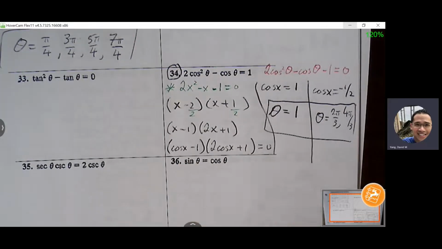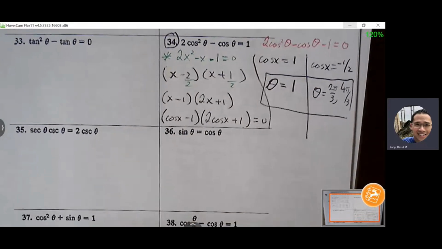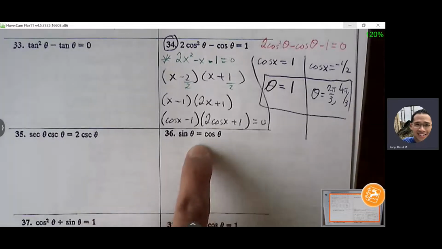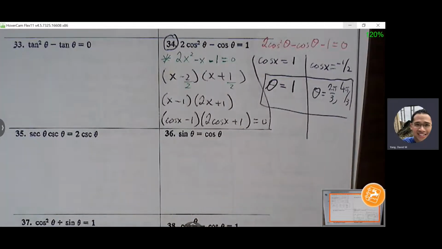Okay, let's look at number 36 and 37. So 36, if you think of it in terms of, where is sine equal to cosine? If you know your circle, you can think of it that way. Well, pi over 4 is when sine and cosine have the same values. But we can also do this algebraically. I want to show that to you.